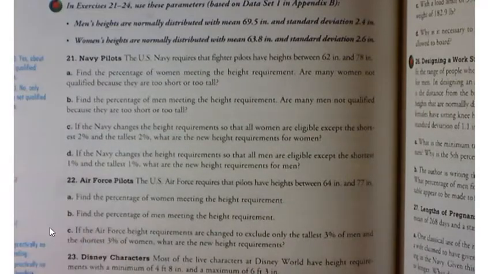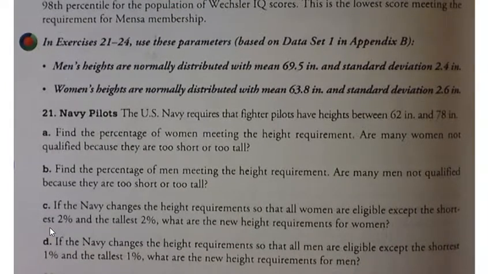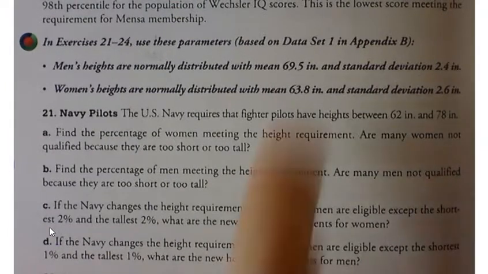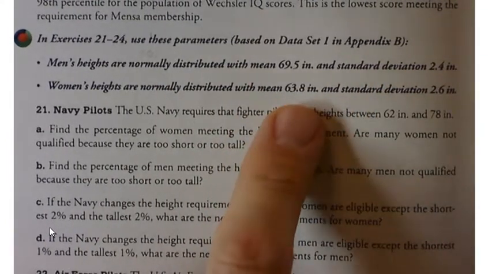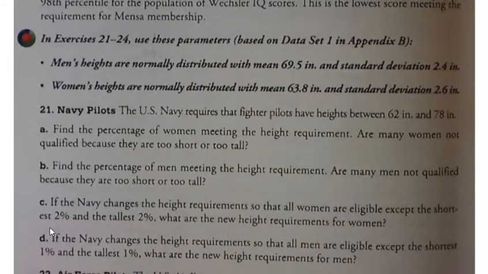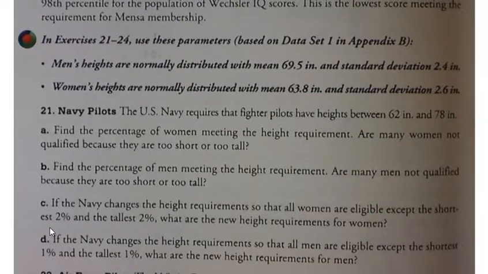Now, as background in problem number 22, at the top of this, they give you what's perceived to be the normal distributions for the heights of men and the heights of women. So heights of men are normally distributed with a mean of 69.5 and a standard deviation of 2.4. Women have heights distributed normally with a mean of 63.8. So that's just under 5.4 feet with a standard deviation of 2.6. So that's interesting. There's more variability amongst the heights of women than there are of men.